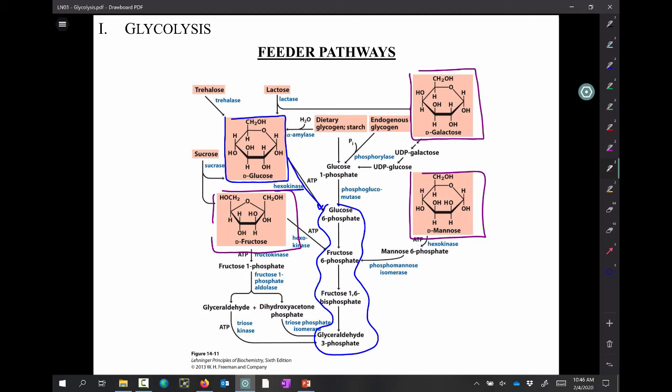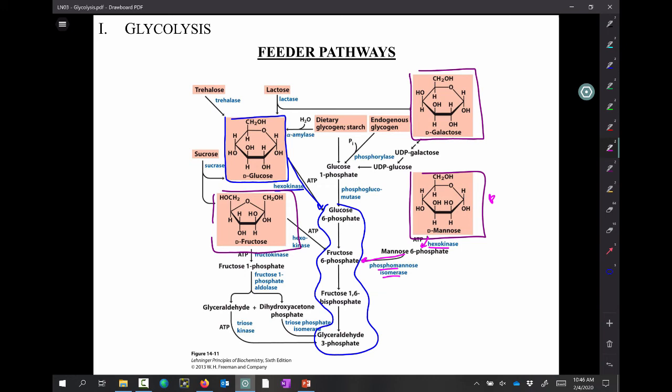And all this is showing is that these different sugars will enter into the glycolytic pathway at some point in the prep phase. For instance, mannose over here is converted to mannose 6-phosphate and then to fructose 6-phosphate. Okay, so it skips the glucose 6-phosphate and enters into glycolysis at fructose 6-phosphate. It uses hexokinase and phosphohexoisomerase, enzymes that I would think sound familiar to you, to get to that point.